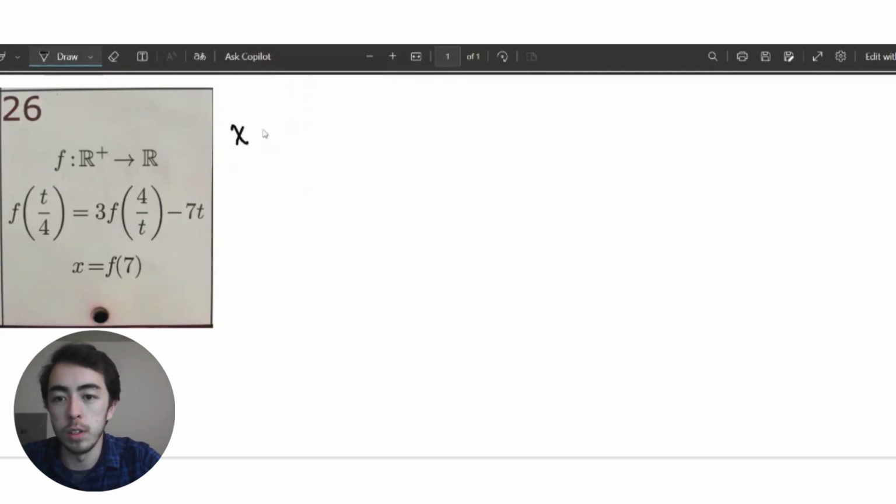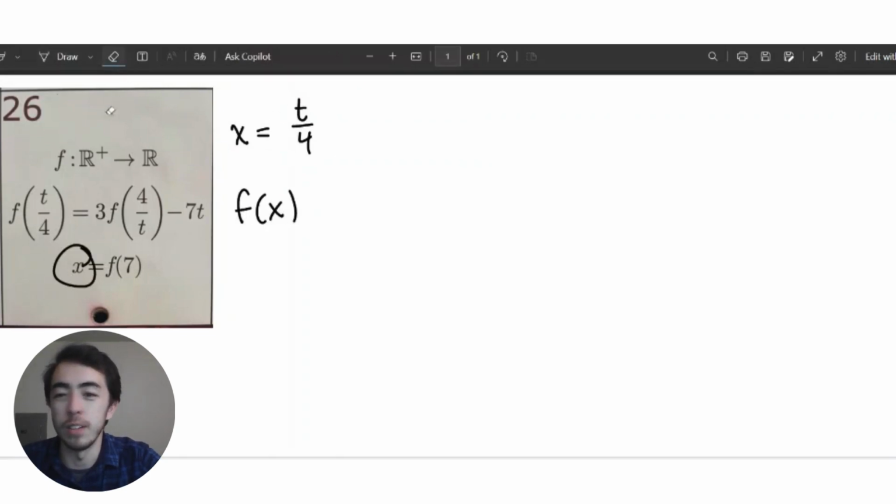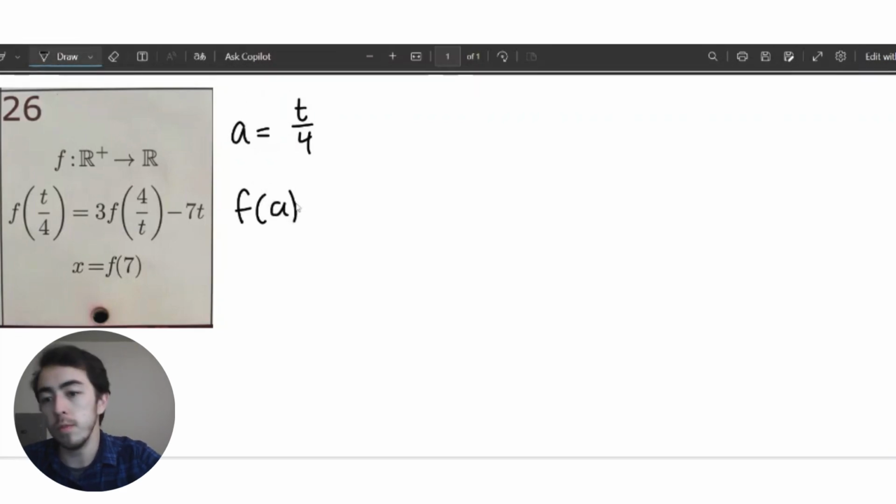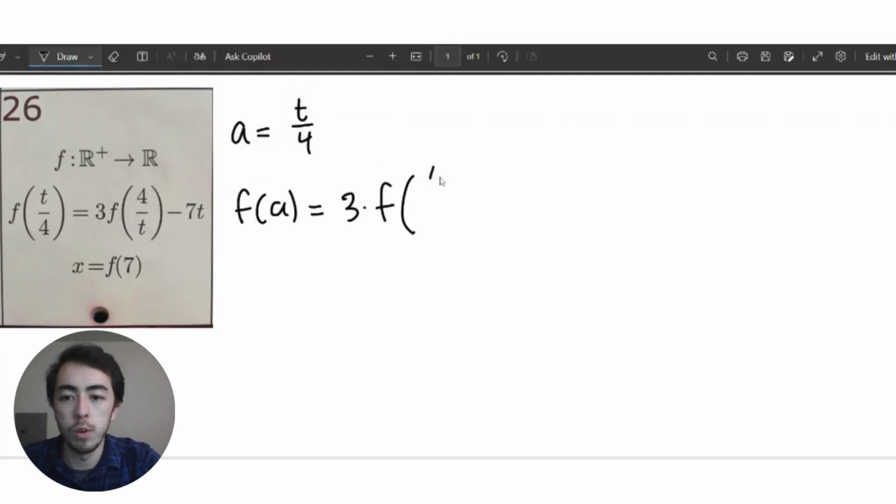So you could just substitute x equals t over 4. And that way you can get f of x. Well, hold on. We already have x as our answer, and I don't want to double up with a variable. So let me call this a, I guess. And then that is going to be equal to 3 times f of 4 over t, but let me do some algebra here. t is going to be the same thing as 4 times a. I'm just multiplying both sides by 4 right here. So I could replace this t in the denominator with a 4a.